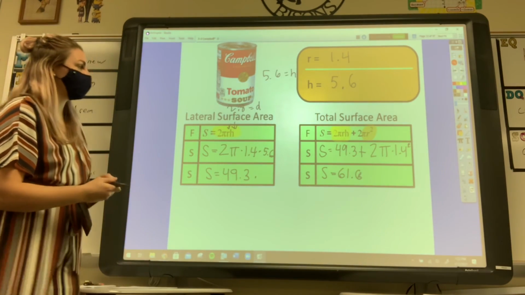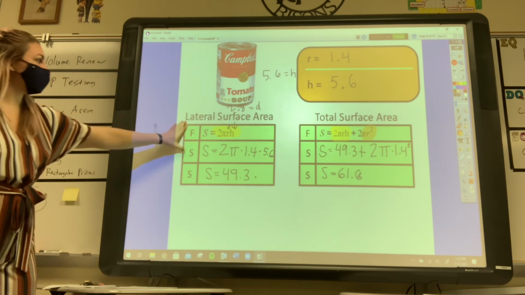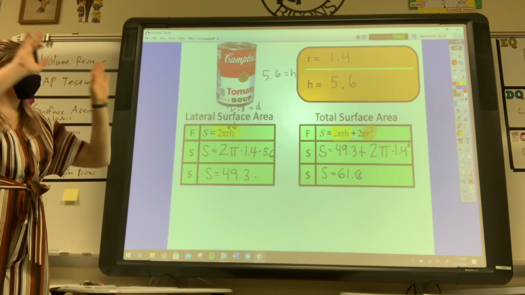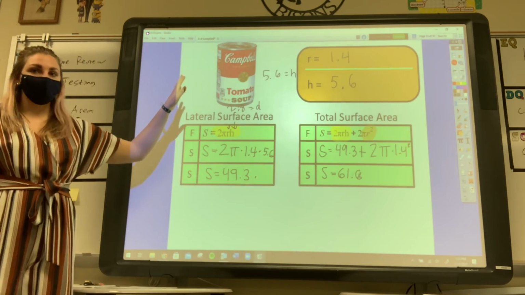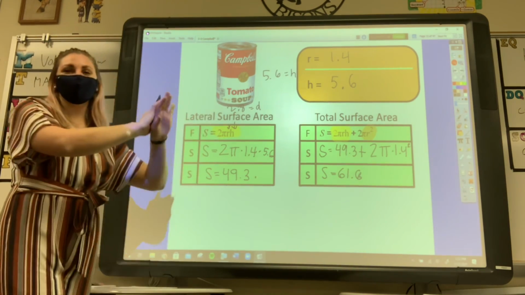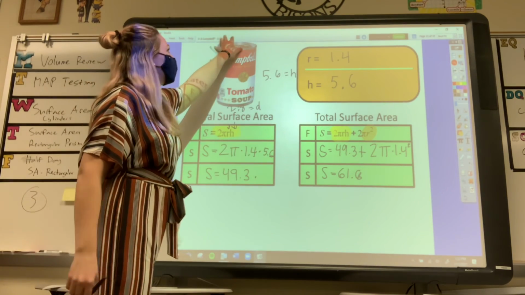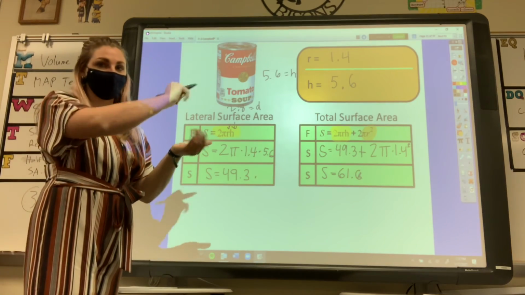as our total surface area, meaning this lateral surface area is what would happen if we were just trying to find the surface area of the label, whereas for the total surface area, that would mean that we would want to also cover the 2 bases of the cylinder.